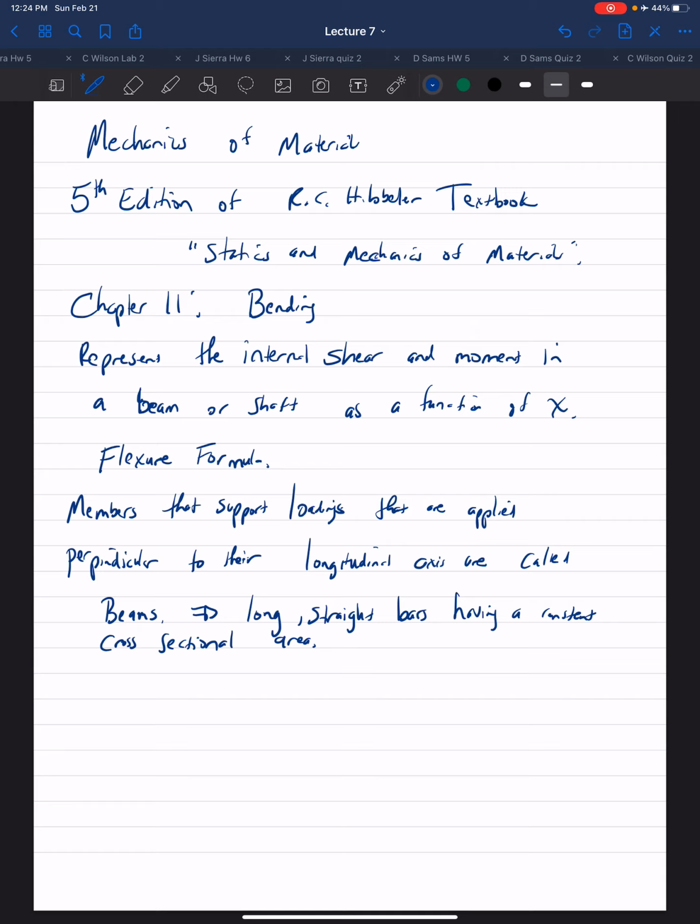And the three main beams we'll be talking about are classified depending on how they're supported. You have the simply supported beam, you have the cantilevered beam, and you have the overhanging beam.